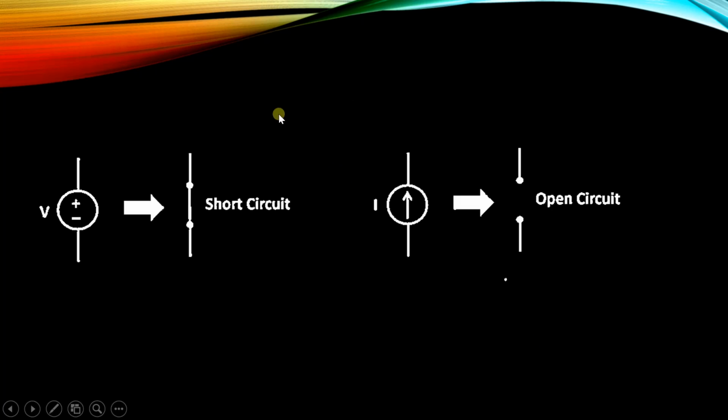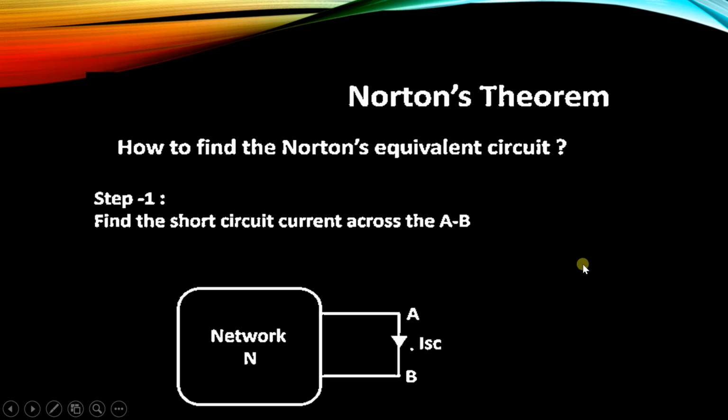Keep one thing in mind: whenever we have a voltage source in the circuit, it is converted into a short circuit, and when we have a current source, it is made an open circuit. When replacing the voltage or current sources in Thevenin's theorem or in Norton's theorem, we must keep this in mind: the voltage source is replaced by a short circuit and the current source is replaced by an open circuit.